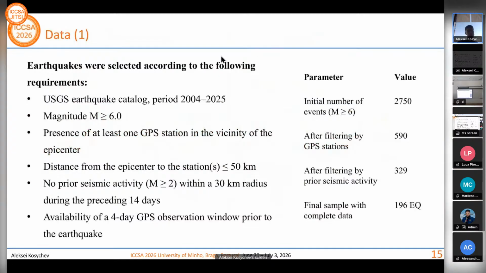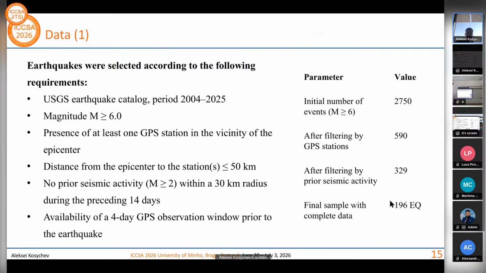Here we present the data. We use a catalog from the period 2004 to 2025, and we work only with earthquakes of magnitude 6 and higher. So we apply the following criteria, for example, presence of at least one GPS station in the vicinity of an earthquake, and the distance from the epicenter to the GPS stations should be not more than 50 kilometers. There is also a criterion of absence of prior seismic activity and the data series of 4-day GPS station observations. After applying all of these criteria, we are left with 196 earthquakes.